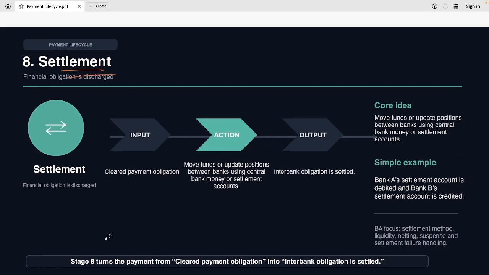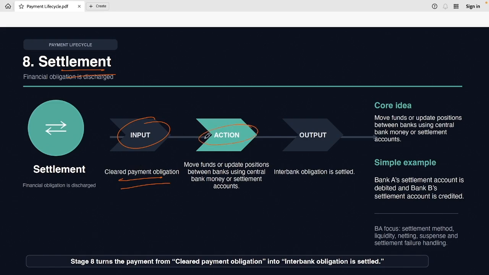So settlement is one of the most important concepts in payments. Sending a message does not itself mean that money has been settled between the banks, between the parties, between the financial institutions. Settlement is the process through which the financial obligation between the participating banks or financial institutions is discharged. So when I say the word discharge, it means that the amount owed by one bank to another has been paid or formally completed. In this particular case, the input is a cleared payment obligation. So an interbank obligation is the amount one bank owes another because of customer payment.